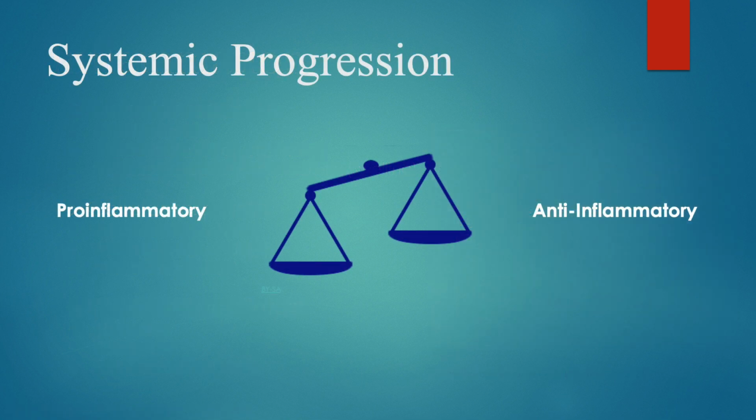A systemic progression of inflammation can occur when the body's pro-inflammatory agents outweigh the anti-inflammatory agents that are designed to stop the cascade of inflammation. Signs of systemic inflammation include increased body temperature or fever, malaise, loss of appetite, muscle aches, weakness, increased heart rate, and respiratory rate.